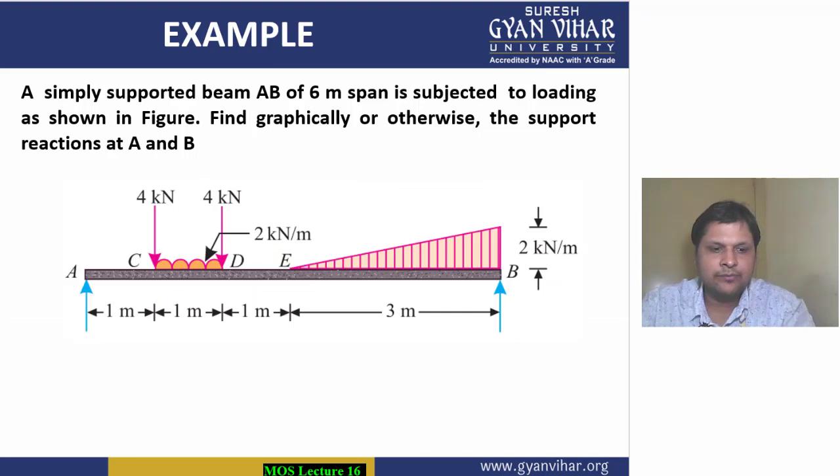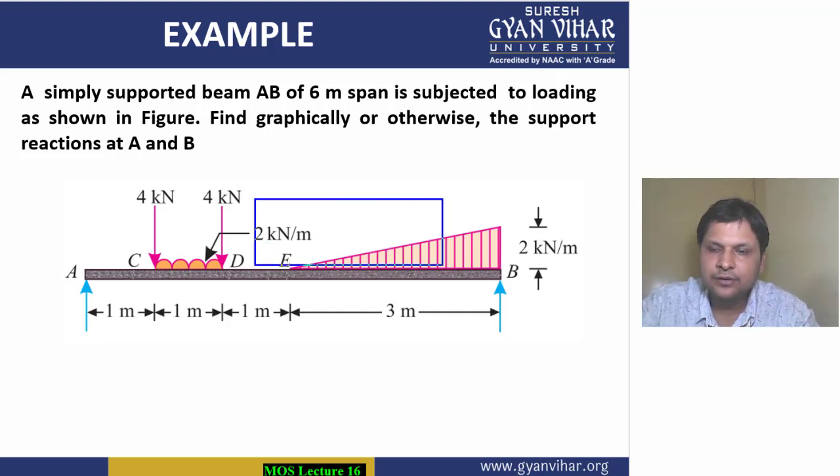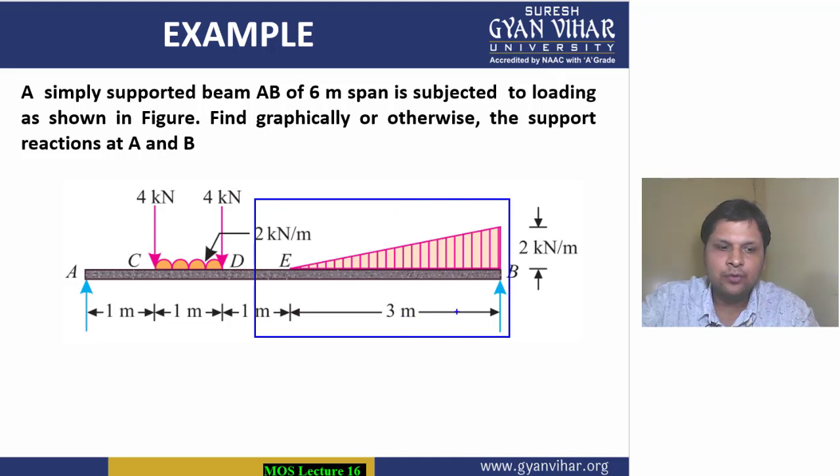Now we will solve one more numerical, and in this numerical the speciality is that the beam is also having a UVL, uniformly varying load. I have told you about this particular load. This is your UVL, uniformly varying load. I have told you in the previous video lecture when I was telling you about the different types of load which act on the beam.